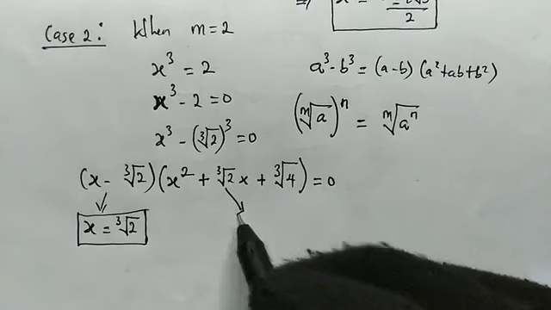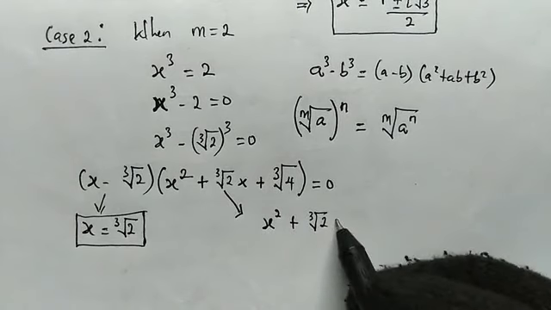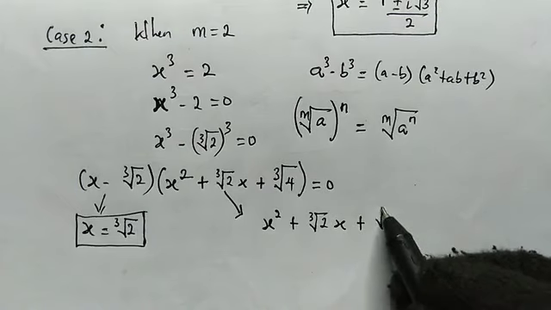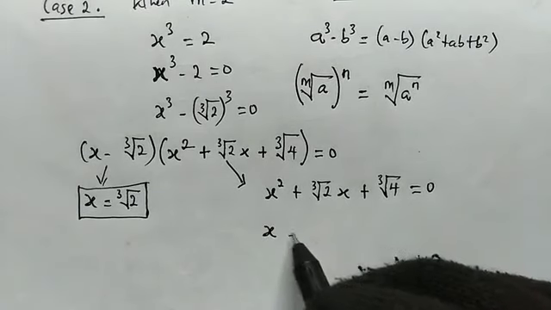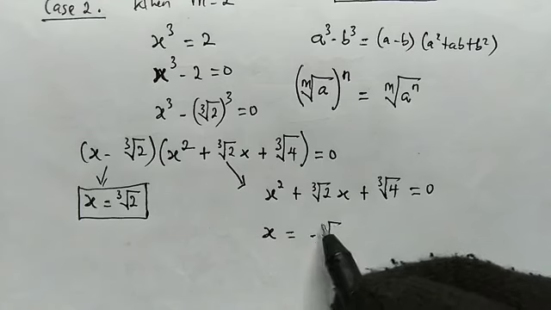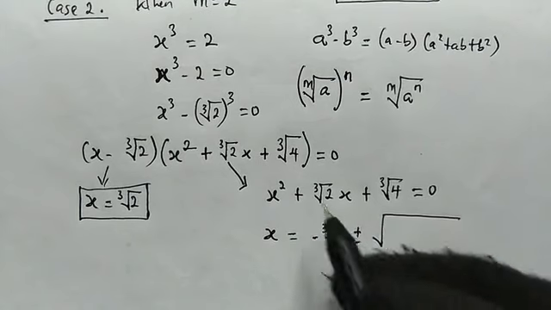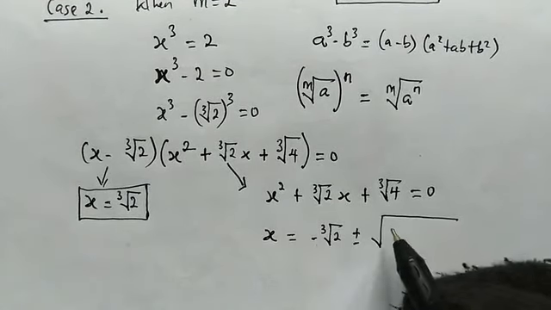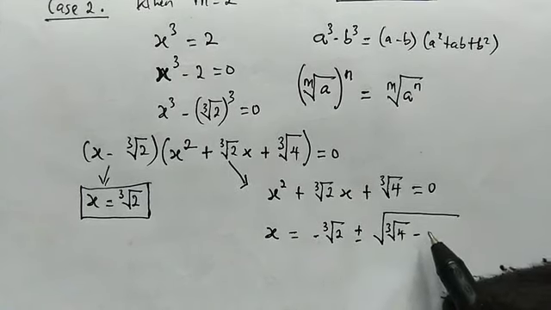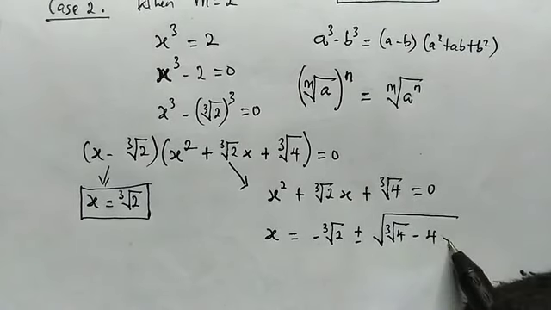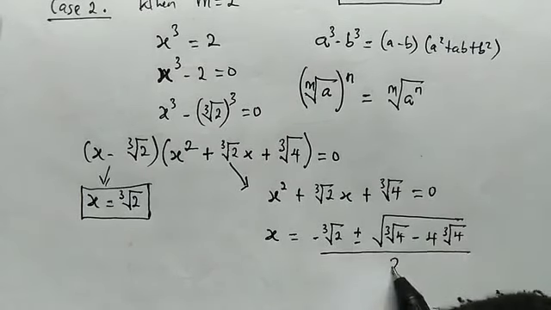When this right over here is equal to 0, we get x squared plus the cube root of 2 times x plus the cube root of 4. This is equal to 0. Using the general quadratic formula, we get x is equal to negative b, which is negative cube root of 2, plus or minus square root of, now b squared will be cube root of 2 squared, which we know earlier is cube root of 4, then minus 4 times a times c, which is 4 times this cube root of 4, and we are divided by 2 times a, which is 2 times 1.